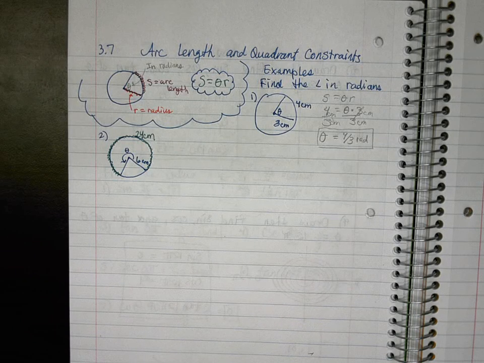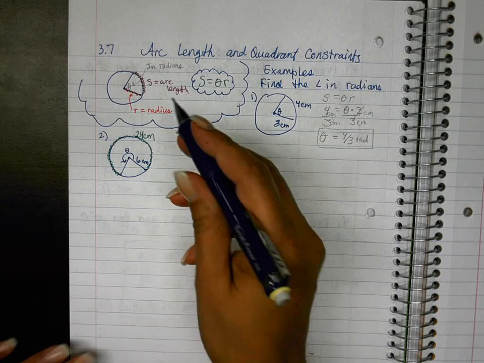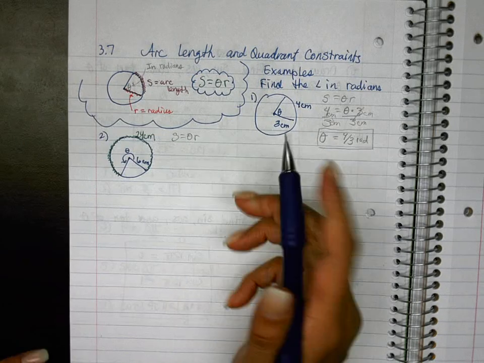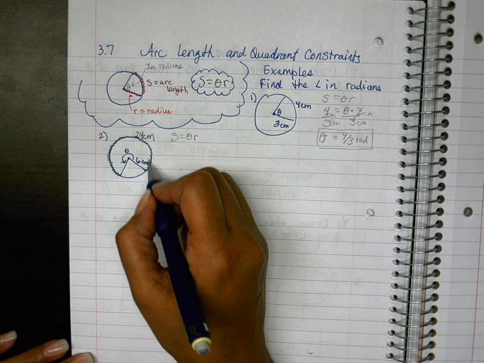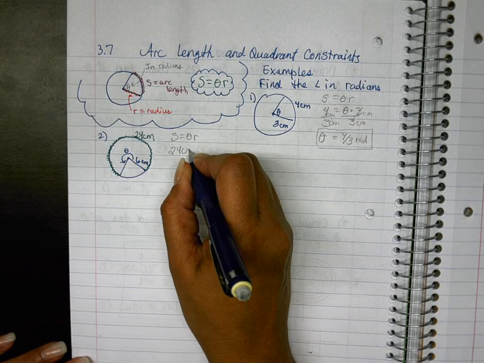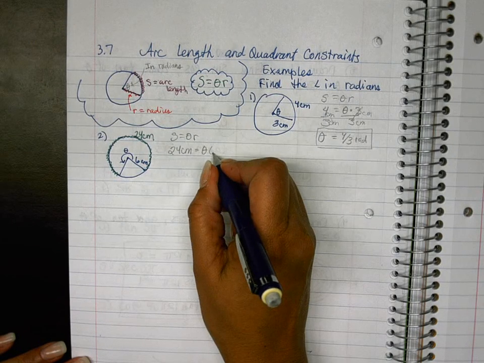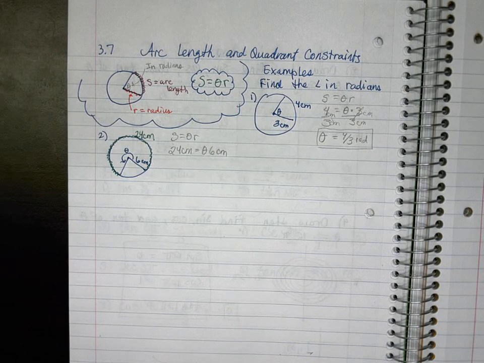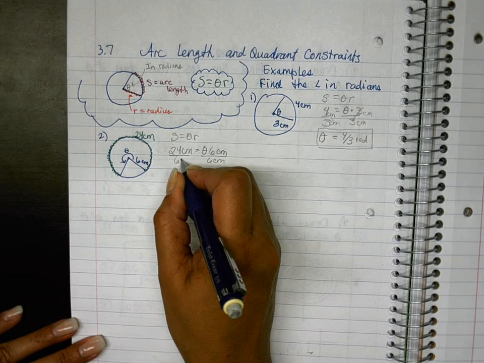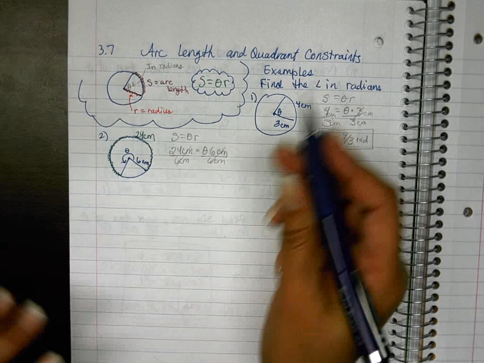All right. So we're going to use our formula. S equals theta r, because we soar like an eagle. S is the arc length, 24 centimeters. And you can write the centimeters in there if you'd like this time. Theta is what we're looking for. R is the 6 centimeters. And you divide by your 6 centimeters. And the formula is made such that when you're working it out, theta always comes out in radians.